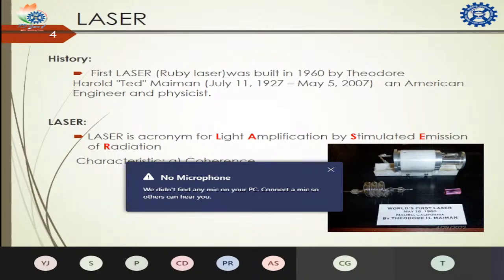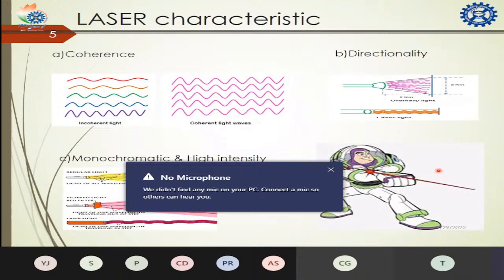And as you can see in this picture, this was the first laser that was discovered by Maiman, and it was the first ruby laser. What are the laser characteristics? What actually defines lasers?